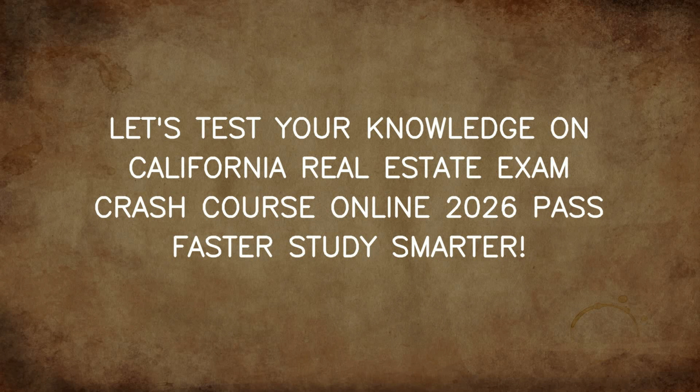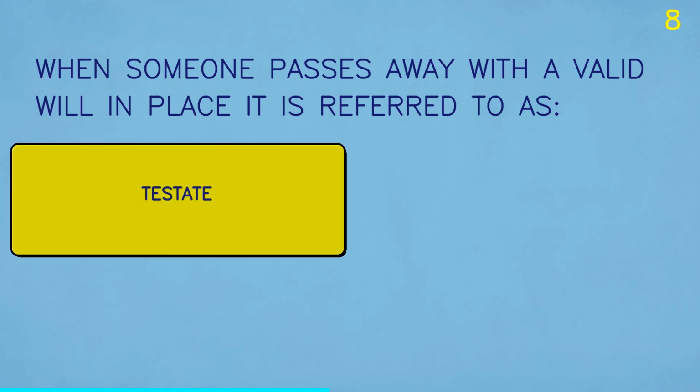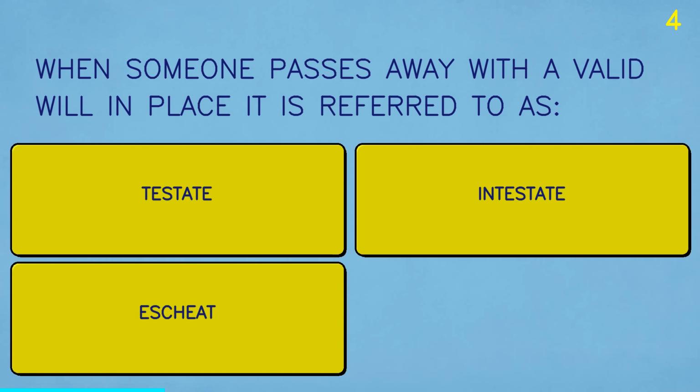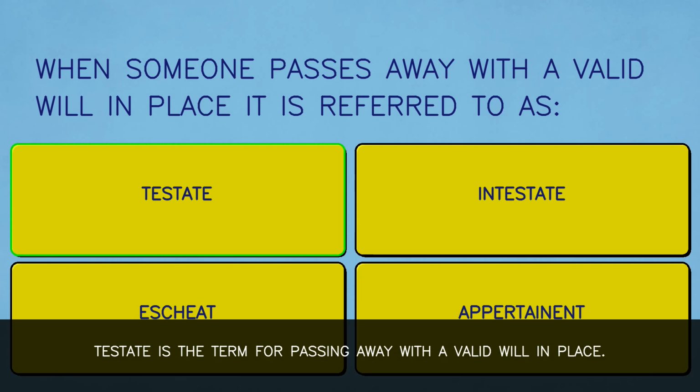Let's test your knowledge on California Real Estate Exam Crash Course Online 2026, Pass Faster, Study Smarter. Question 1. When someone passes away with a valid will in place, it is referred to as A. Testate, B. Intestate, C. Escheat, D. Appurtenant. The correct answer is testate. Testate is the term for passing away with a valid will in place.